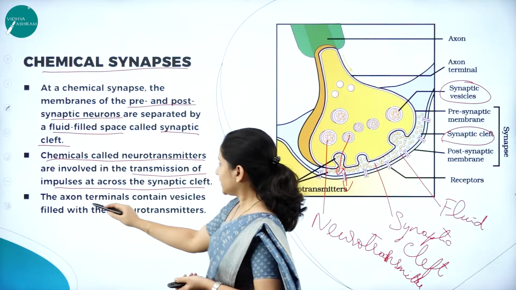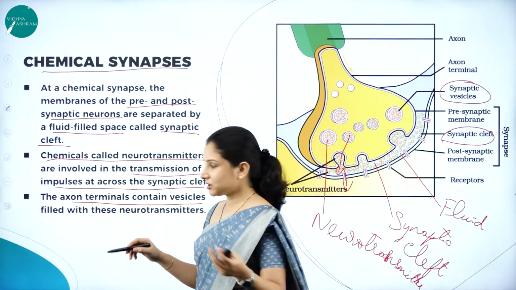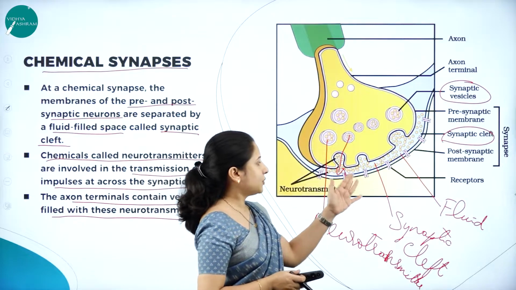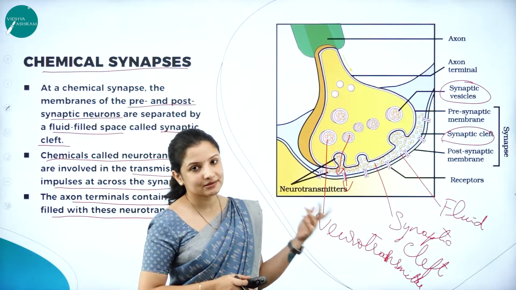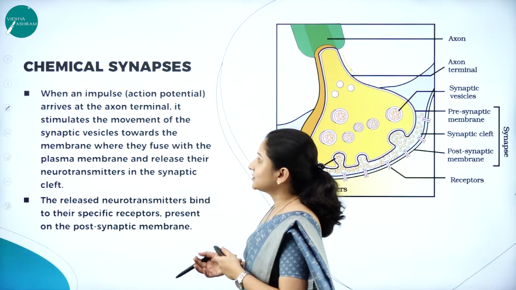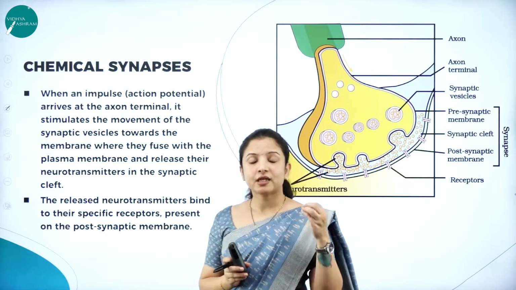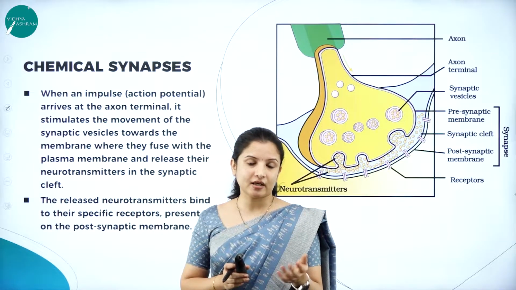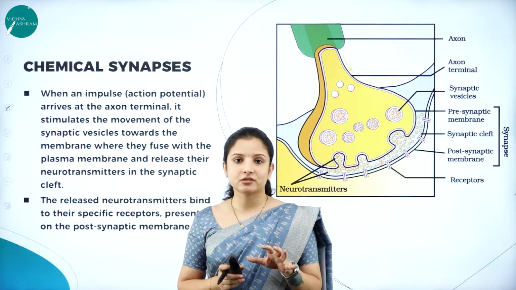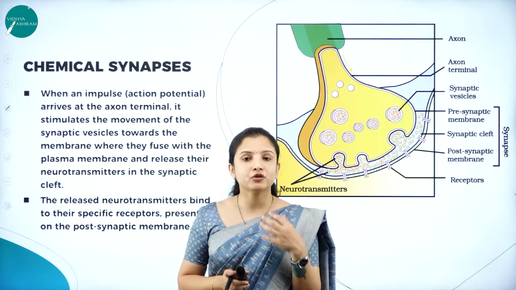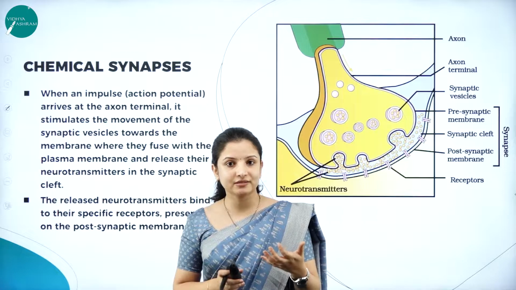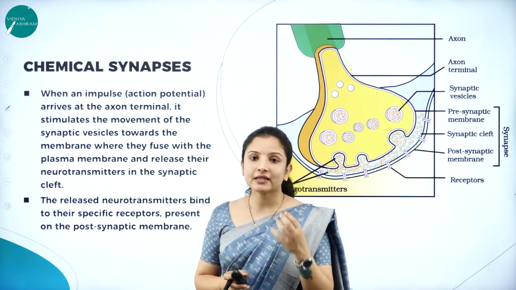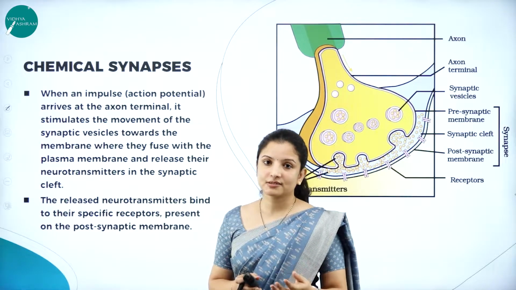The axon terminal contains vesicles which are filled with these neurotransmitters. That is what I explained here. This is how impulses are sent in the case of chemical synapses, and we'll study chemical synapses in detail. Electrical synapses we didn't study in detail; I just made you understand what an electrical synapse is. It is not needed because in the human body we don't find electrical synapses; they are very rare. Most of the synapses in the human body are chemical synapses, so we shall study this in detail.